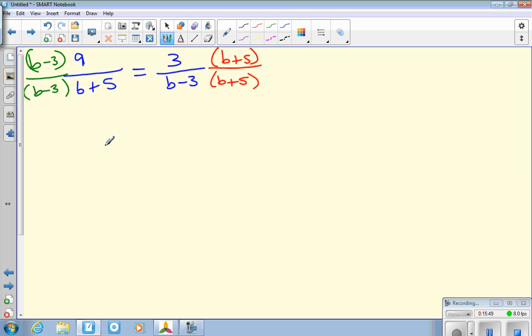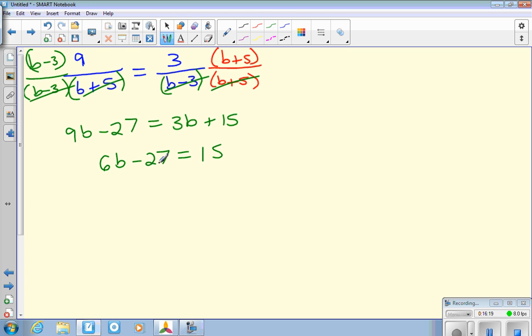So on the left-hand side, I get 9b minus 27, don't forget to distribute, equals 3b plus 15, don't forget to distribute. And because the denominators are the same, b minus 3 times b plus 5, I'm not even going to bother writing it out. Now it's super easy to solve. I'm going to move the 3b to the other side by subtracting to get 6b minus 27 equals 15. Add 27 to both sides. 6b equals 42. And divide by 6, b equals 7. This one only had one solution.